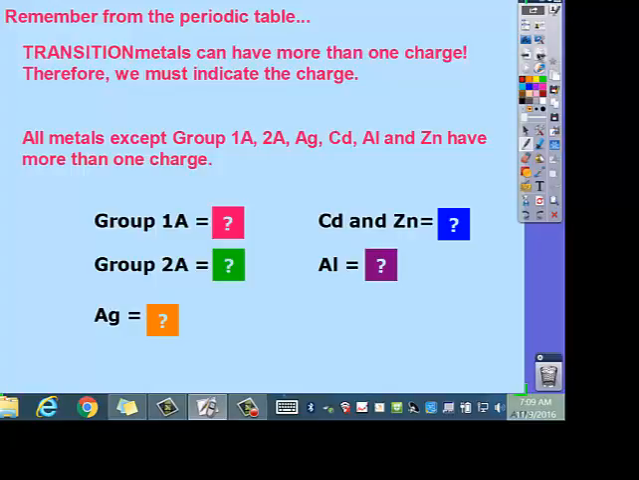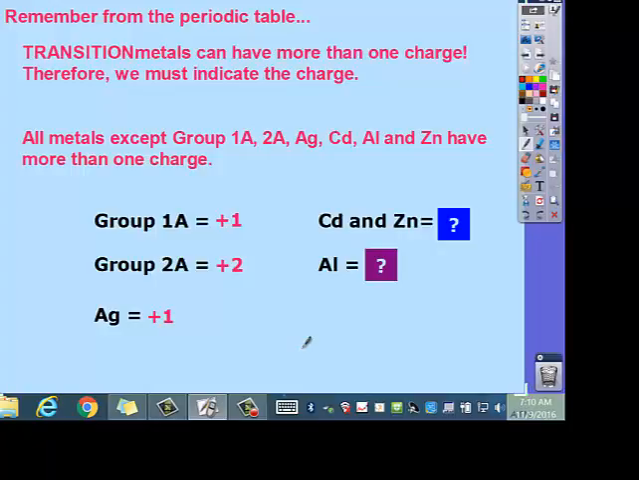So let's talk about the ones that always have the same charge. My group 1A, if you look on your periodic table, make sure you have one, all the way to the left, there's hydrogen, lithium, sodium, potassium. All that's my group 1A, and we know that all those have a charge of +1. Group 2A has beryllium, magnesium, calcium, strontium, barium, and radium. All those have the same charge, and that is +2. Silver, I told you you have to remember, because it's always the same. That one is +1.